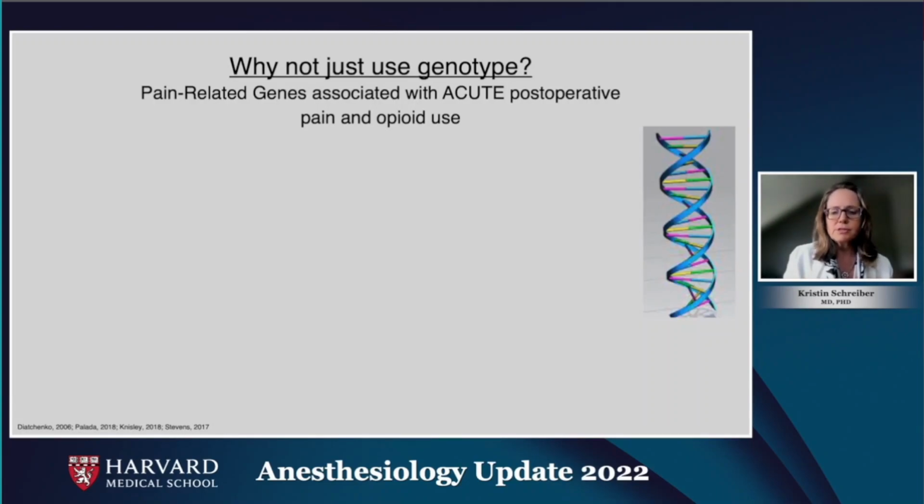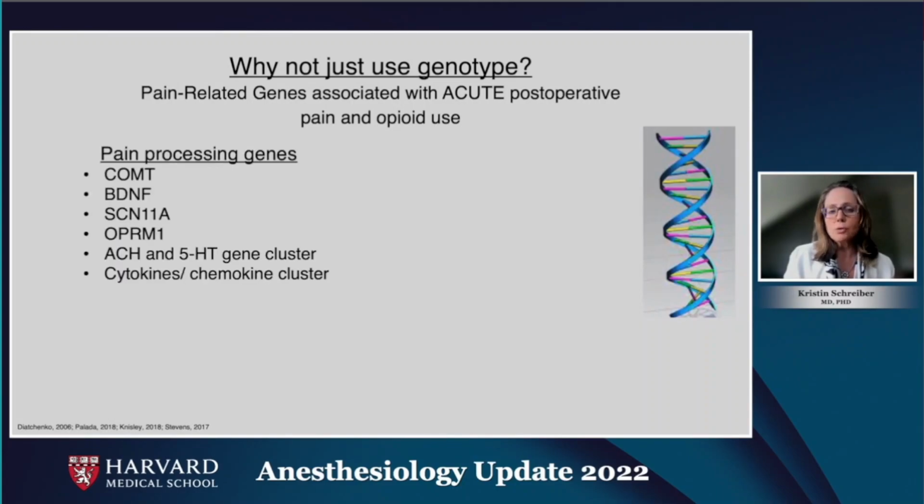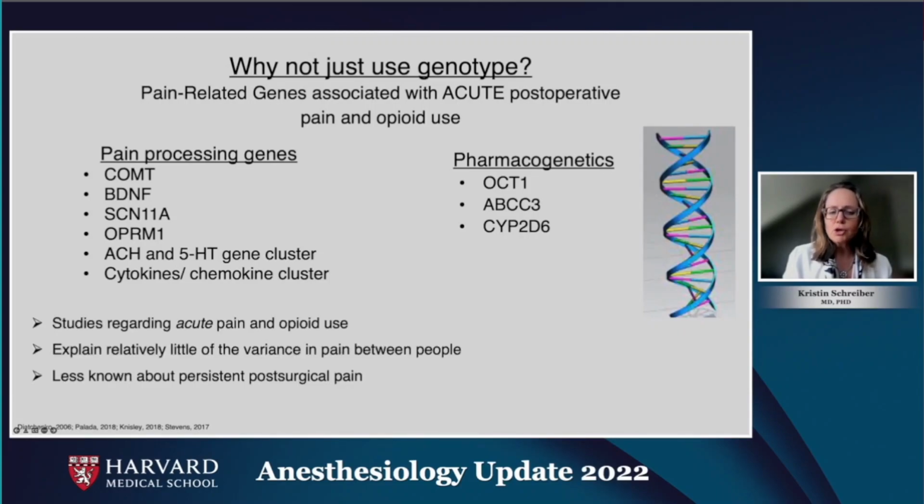While there are some studies that suggest there are genes related to acute postoperative pain, including neurotransmitter pathways and metabolic pathways for analgesics, unfortunately this is really only known for acute pain and opioid use. And when you look at it all together, it explains very little of the variance seen between people. So it doesn't really add to the prediction so much at this point. I would say it's an exciting area of research and is continually evolving, so we'll stay tuned on that.